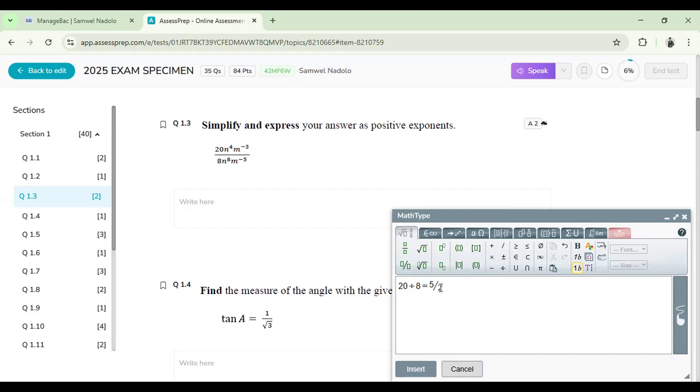So 20 divided by 8, you get 5 over 2. That is for the numbers. And if you have a problem dividing the numbers, you can use the calculator option to divide them. So the law of indices tells us if you are dividing numbers with the same base, you're going to subtract the powers.